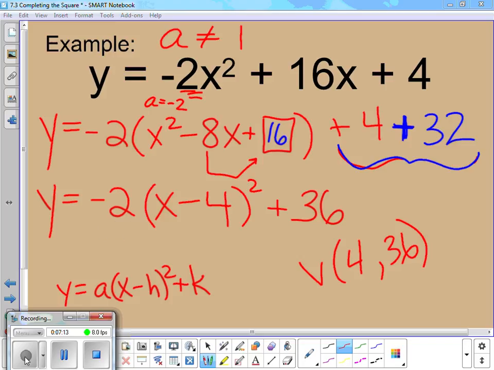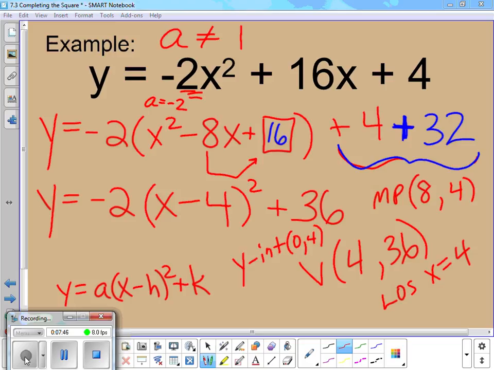Does it have any x-intercepts? It's at (4, 36) and opens downward. It's going to hit, and we'll find those at another time. Okay? What's its line of symmetry? X equals 4. And mirror point? 8, because you double the line of symmetry. 4, because that was the y-intercept. All right, converting between these two forms always will tell us 4 of the 5 things we need. The zeros we'll tackle at a later date.